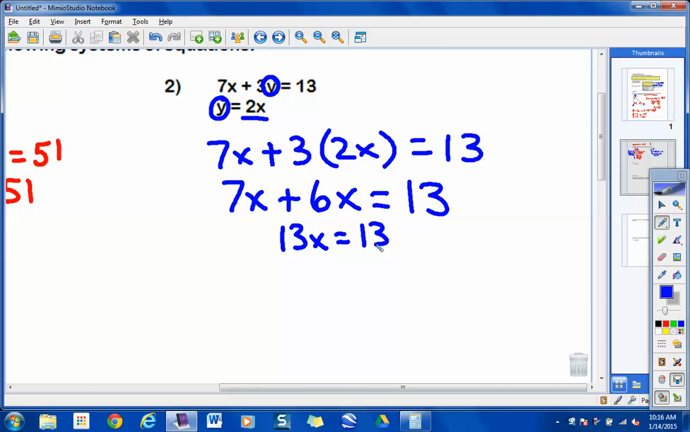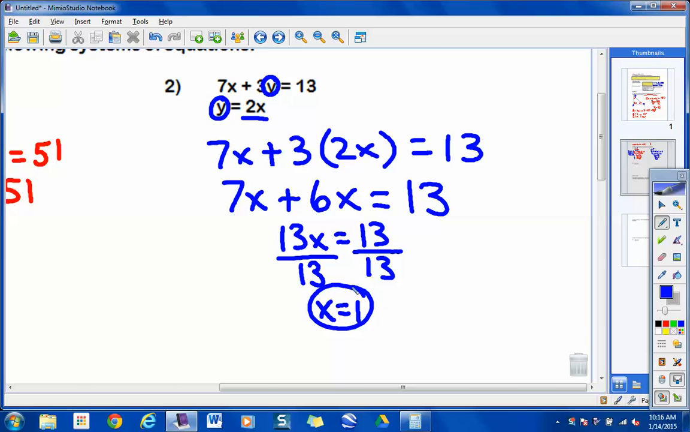What's my x value going to be? 1. Yeah. This isn't that bad, is it? Oh my goodness. What's your x value? 1. How are you going to use x to find your y now?